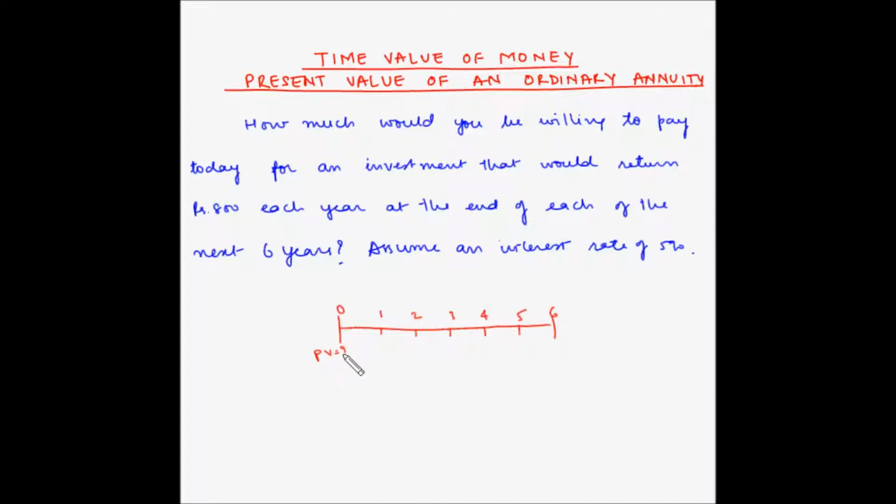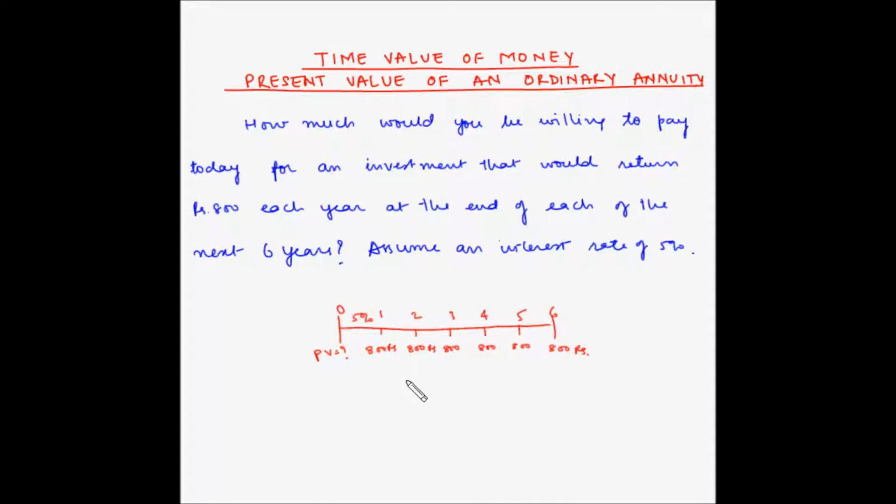And this investment should return rupees 800 each year at the end of the year. So that means at the end of the first year, we should be getting 800 rupees. At the end of the second year, again, 800 rupees. At the end of the third year, 800, fourth 800, fifth 800, and sixth also 800 rupees. The rate of interest is assumed to be 5% each year.